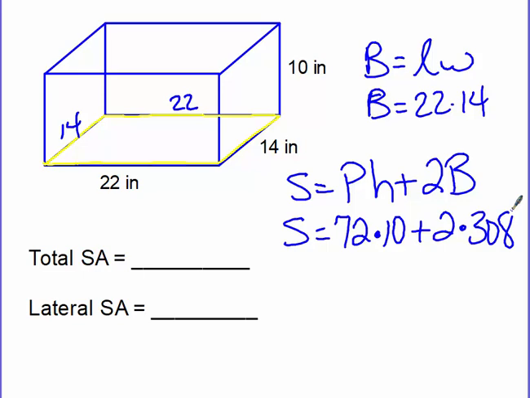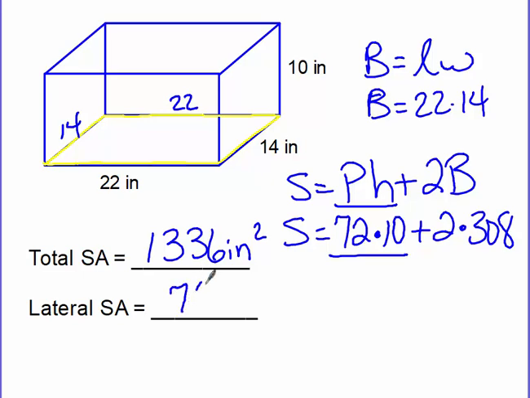Enter, and we end up with 1,336 inches squared. Now to find lateral surface area, I just do the perimeter times the height. So 72 times 10 gives us 720 inches squared. And that's how you find the surface area of a rectangular prism.